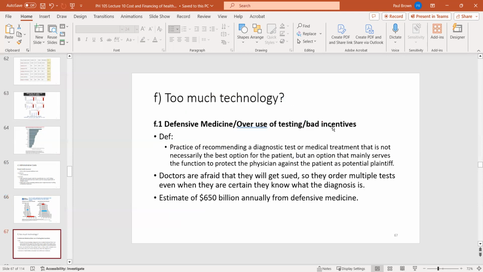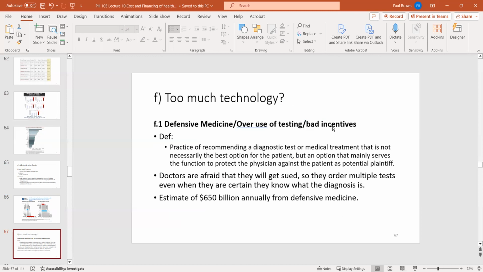All right. Technology. So there's a couple of things about technology. First is this idea of defensive medicine. I think we've mentioned this a little bit, but what defensive medicine basically means is the overprescribing of tests and treatments and things like that, just as a way of avoiding getting sued.